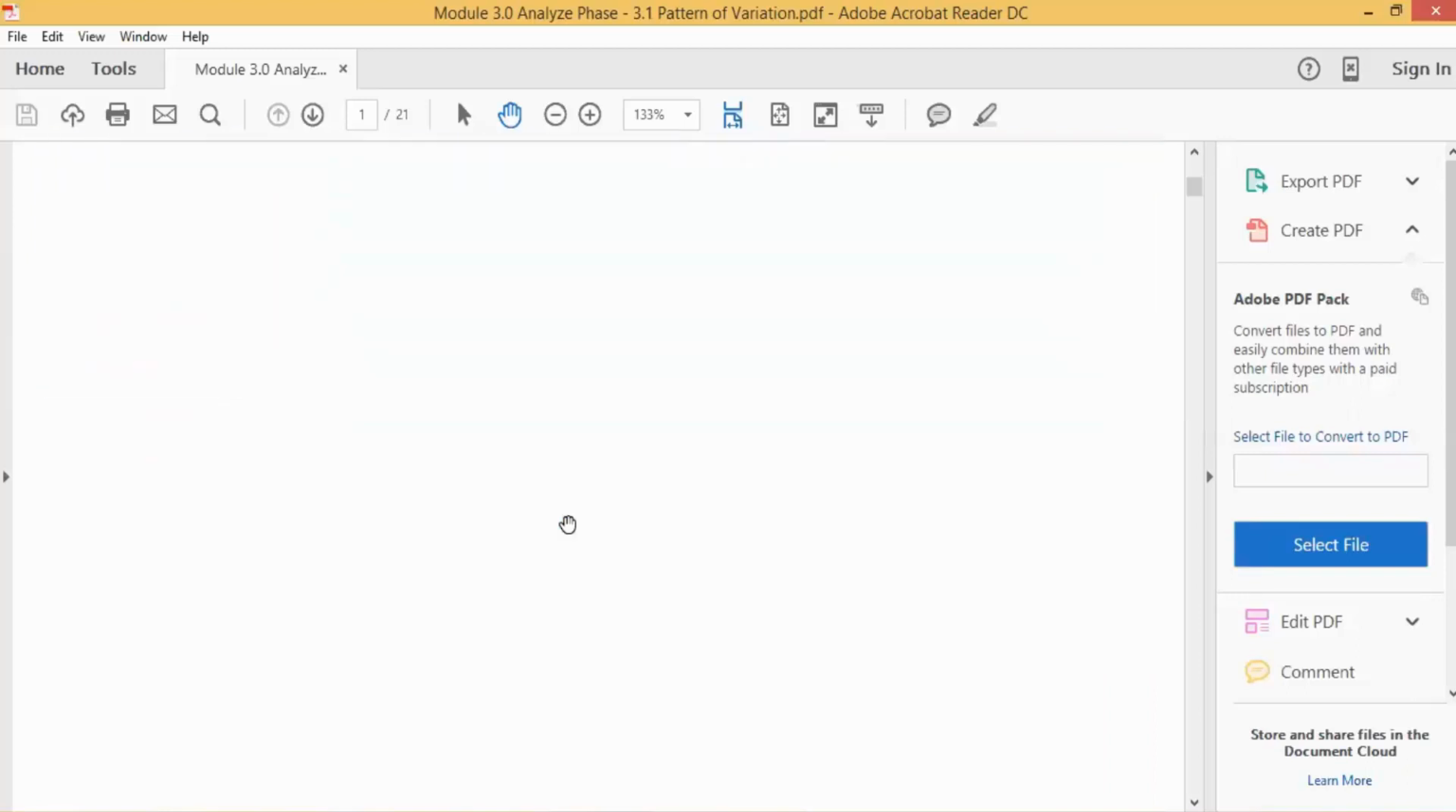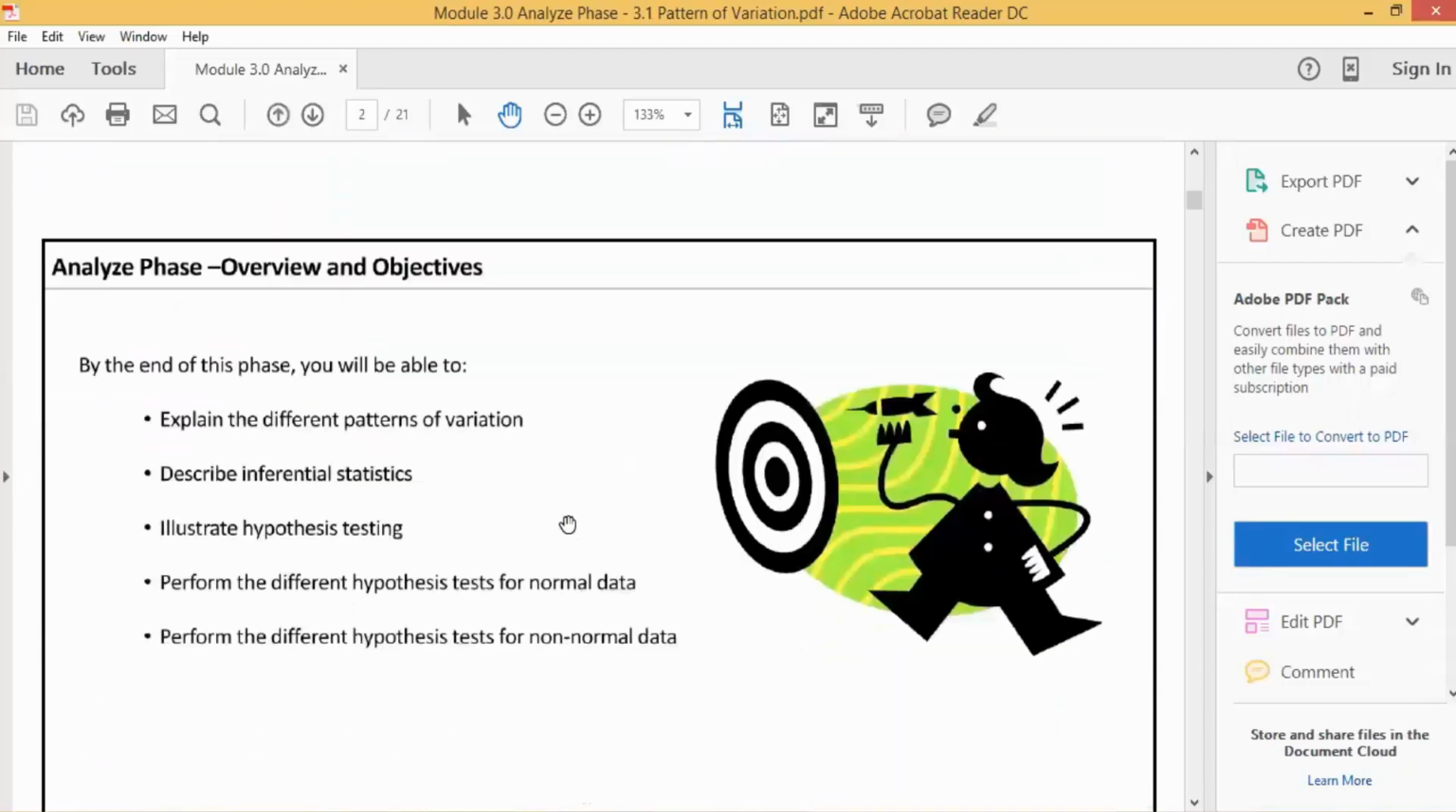Analyze phase. By the end of this phase, you will be able to explain the different patterns of variation, describe inferential statistics, illustrate hypothesis testing, perform the different hypothesis tests for normal data, and perform the different hypothesis tests for non-normal data.